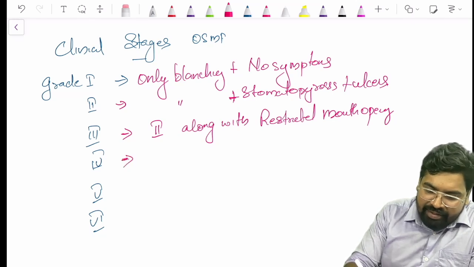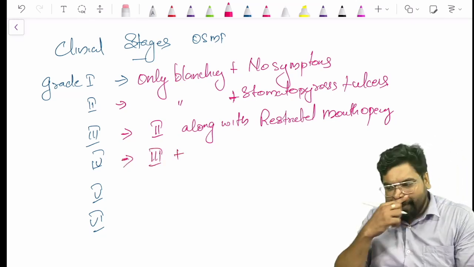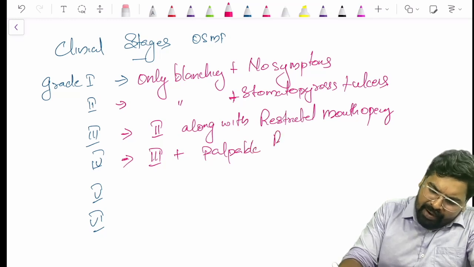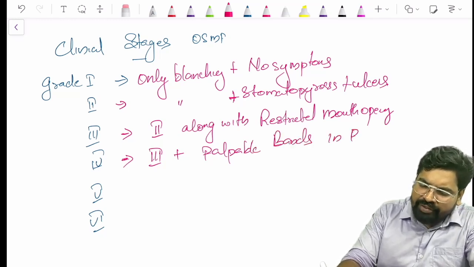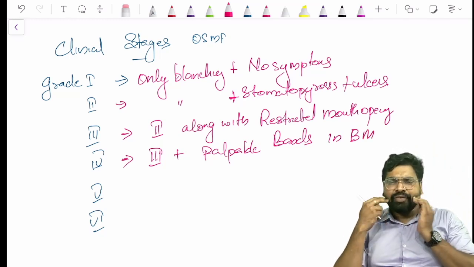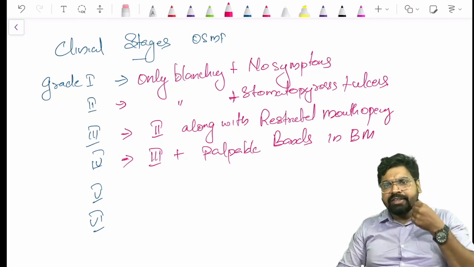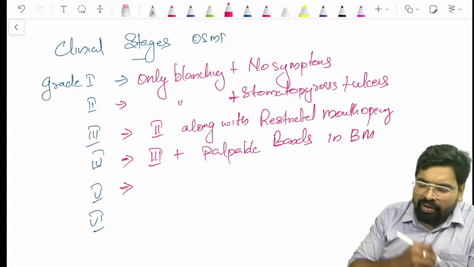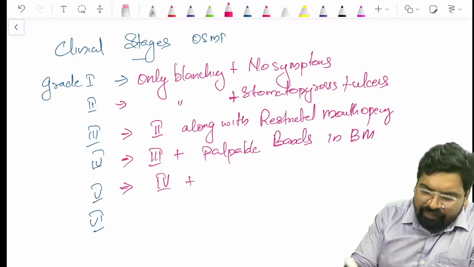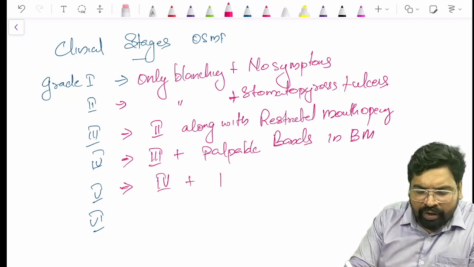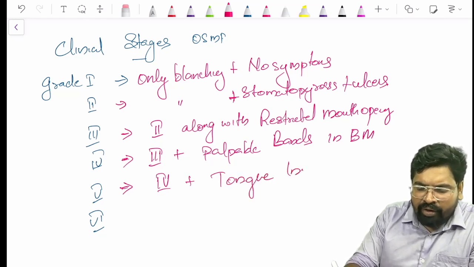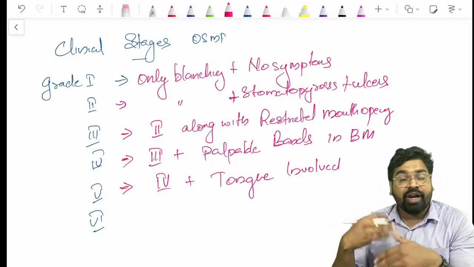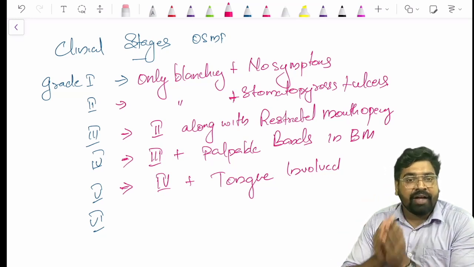Grade 4 is grade 3 along with what? Palpable bands in the buccal mucosa. If you palpate the buccal mucosa, you can feel the thick collagen bands running, vertical and horizontal bands. Now grade 5 is grade 4 with the tongue also being involved. Tongue is involved means fibrosis has started occurring in the tongue also. So that is grade 5.